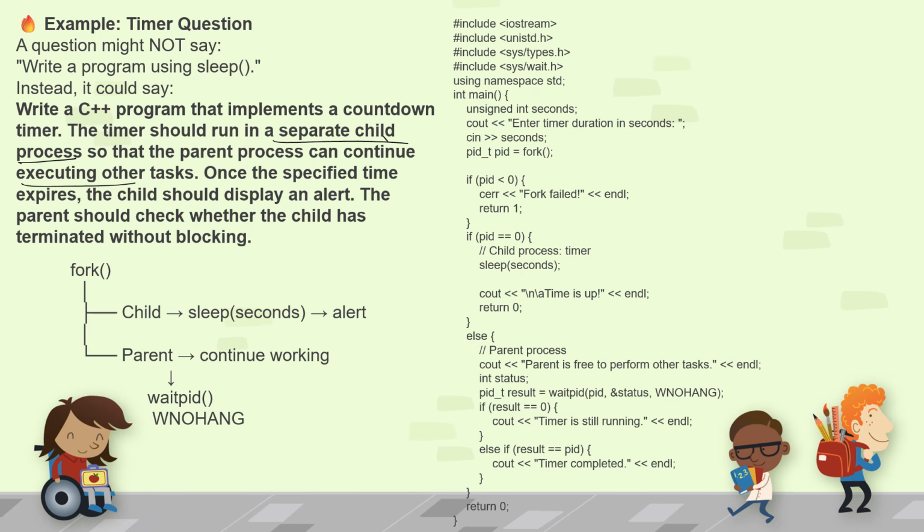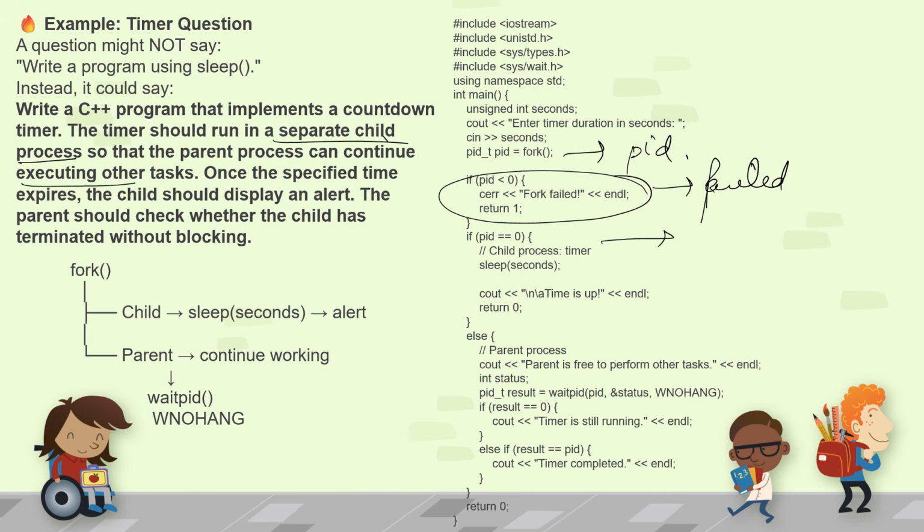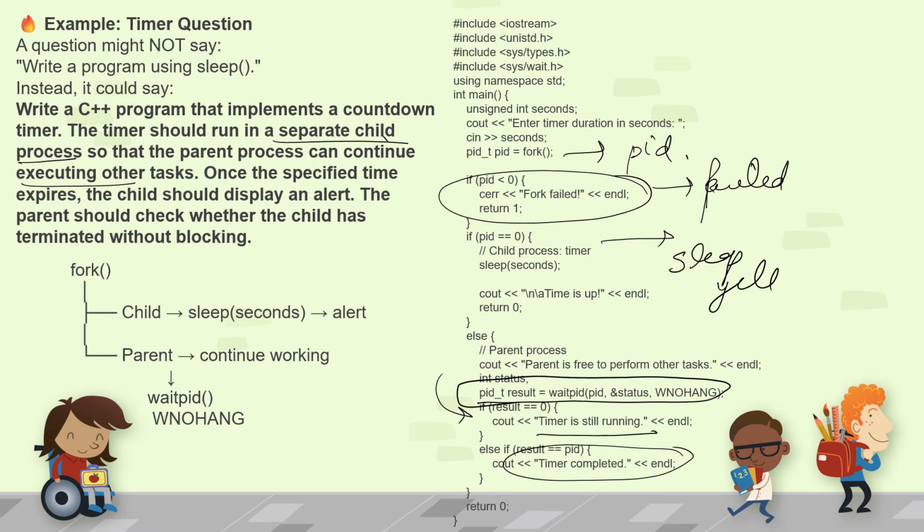This will be the basic code where you're fetching the process ID. If it is less than 0, that means your process has failed. If it is equal to 0, that means clone: sleep, then yell. Else, the parent will wait for you. Your parent is waiting while the result is 0, meaning your timer is still running. Else, your timer has completed. I hope this was easy.